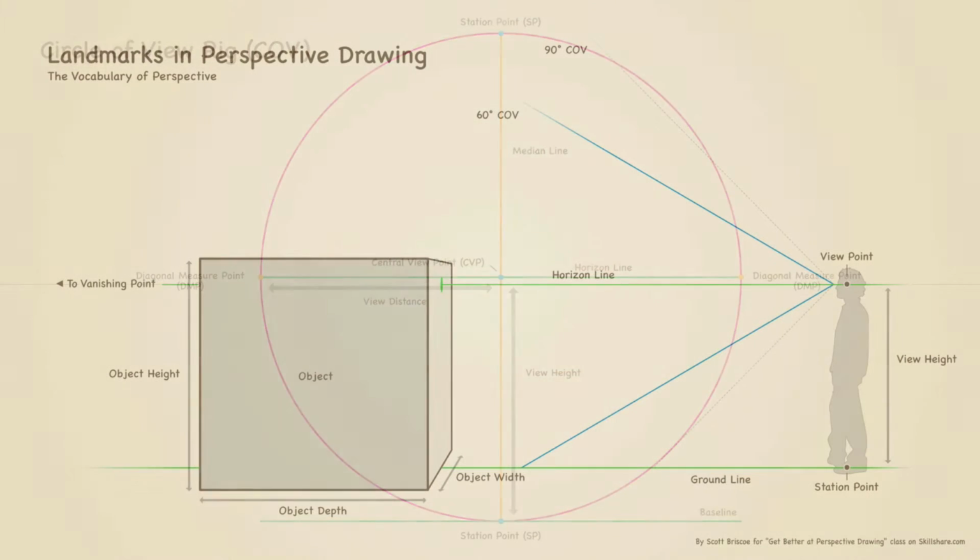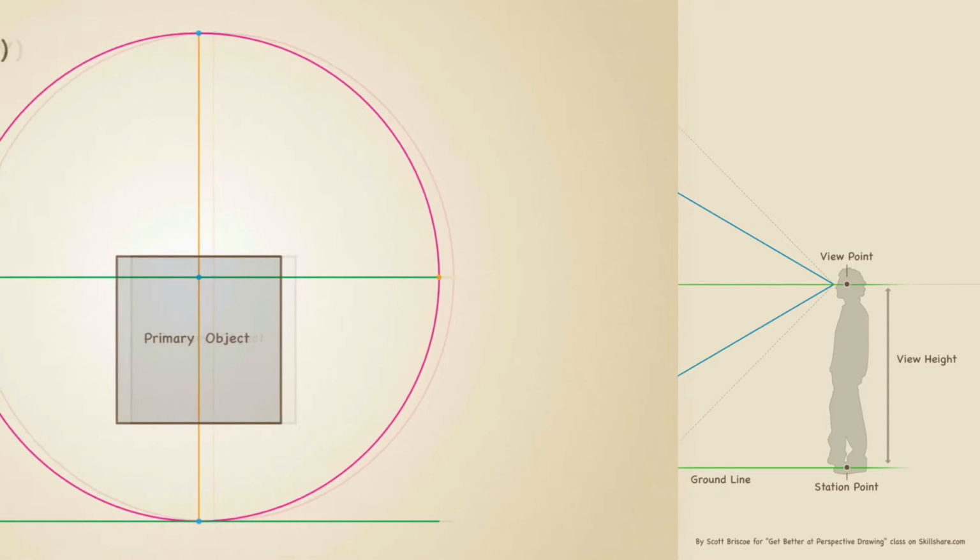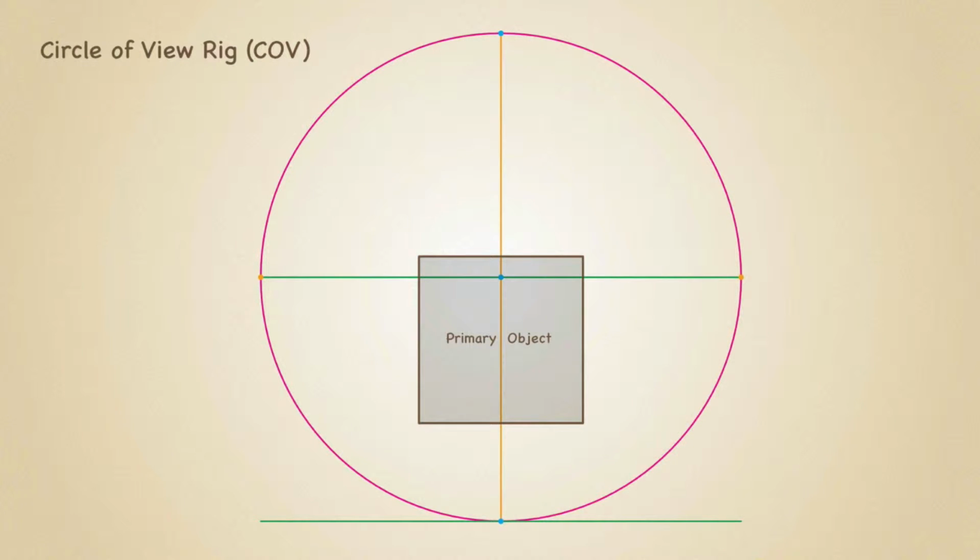Back in the landmarks illustration, I've labeled where many of these elements occur in physical space. The COV rig contains all of these same landmarks. If I return to the COV illustration, notice that I'm looking at my scene through the circle of view. In other words, my scene or drawing will be placed inside this construction tool.